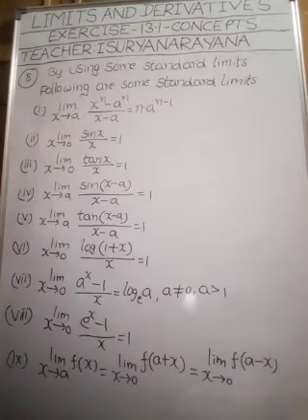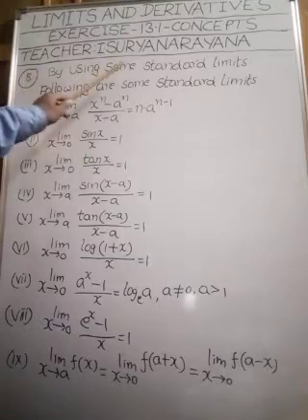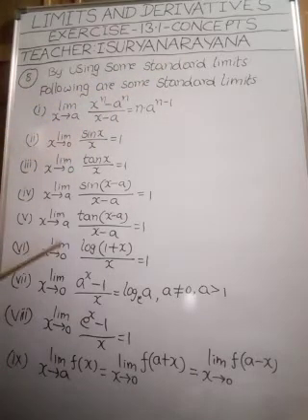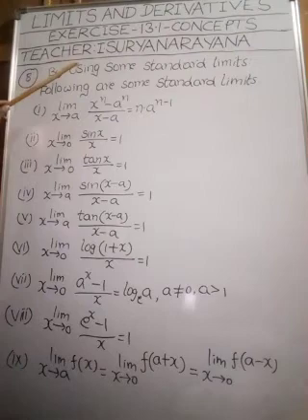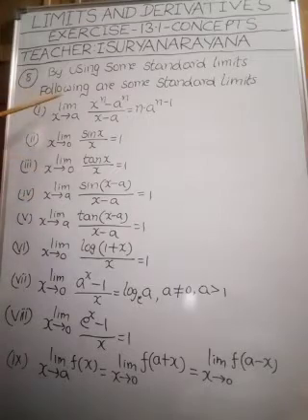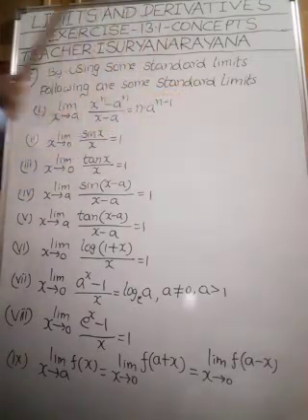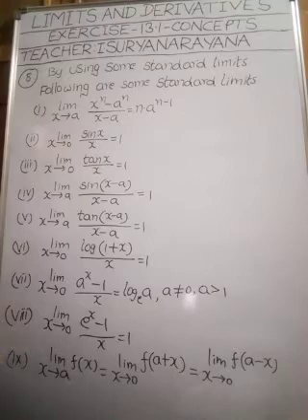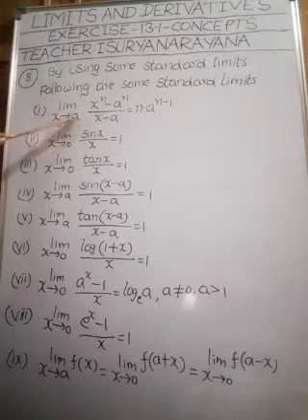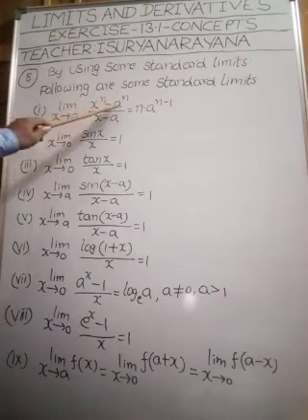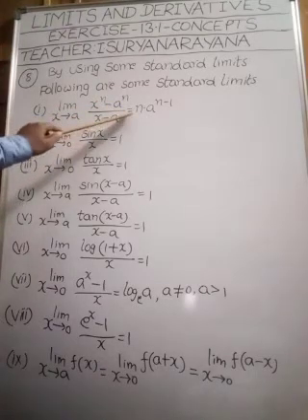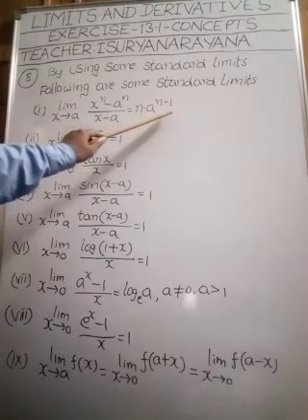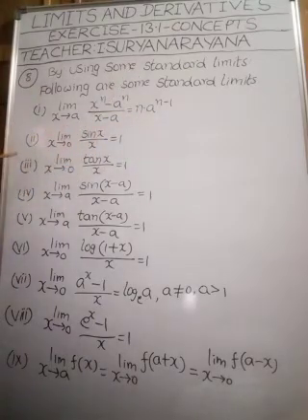Now come to this method by using some standard limits. We use some standard limits to evaluate the limit of some functions. Following are some standard limits. These 9 are said to be some standard limits. First one, as x tends to a, limit of x power n minus a power n by x minus a is equal to n into a power n minus 1.